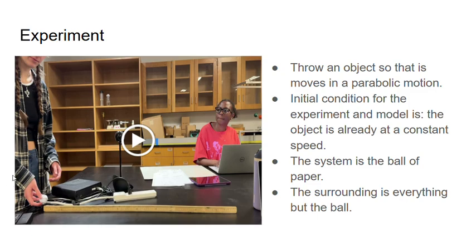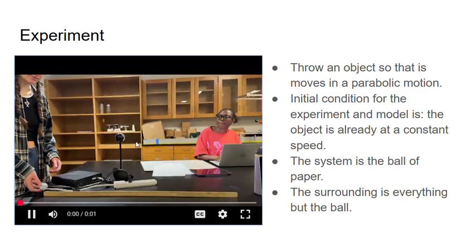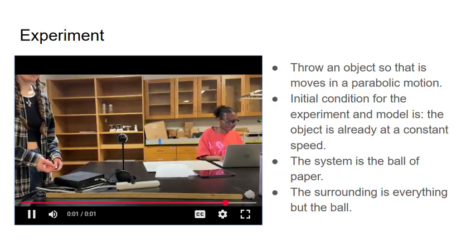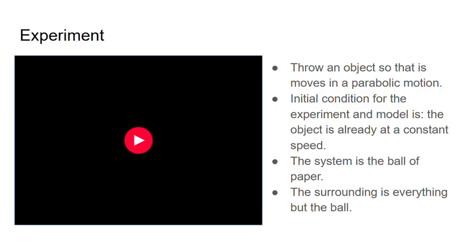This is the video of my experiment. For this experiment, we threw a paper ball so that it moved in a parabolic motion. The initial condition for the experiment and the model is that the ball is already moving at a constant speed. The system is the ball of paper, and the surroundings are everything but the ball.